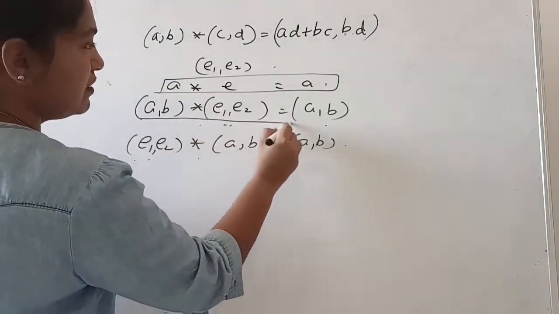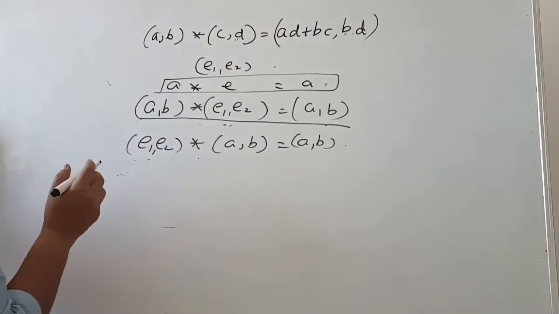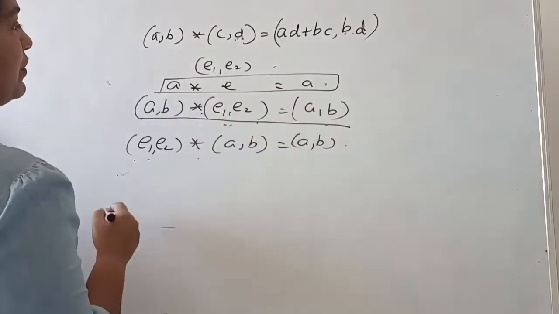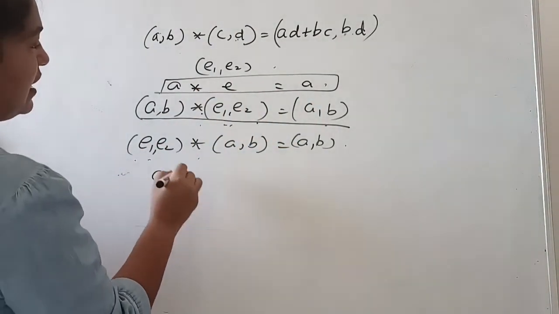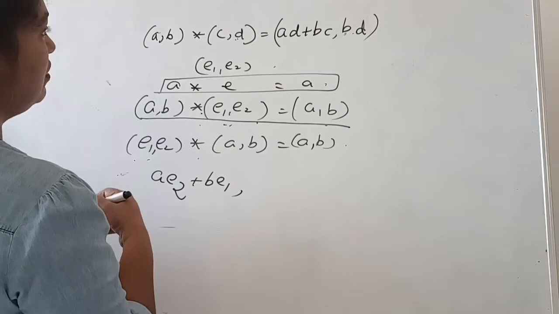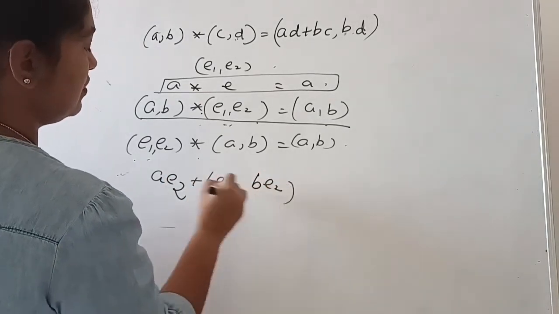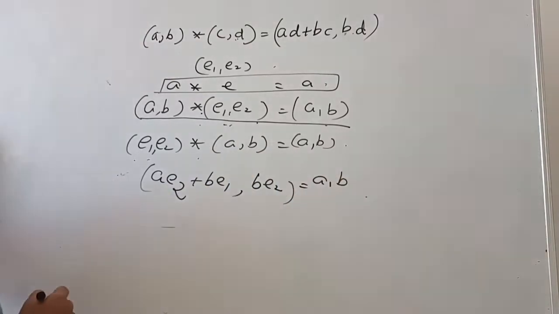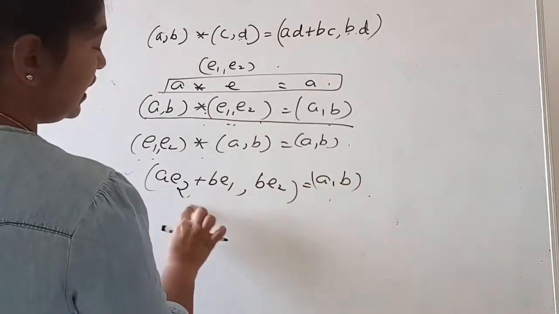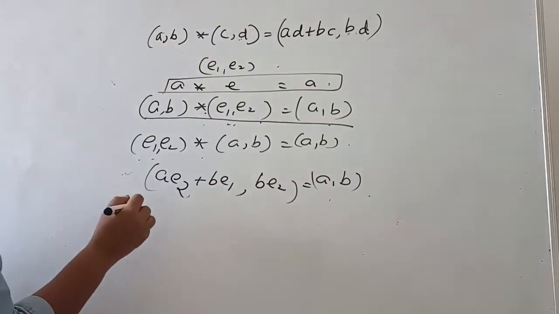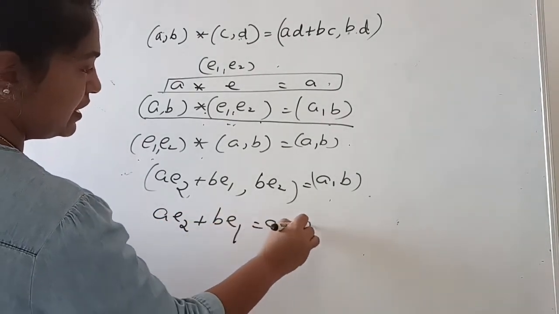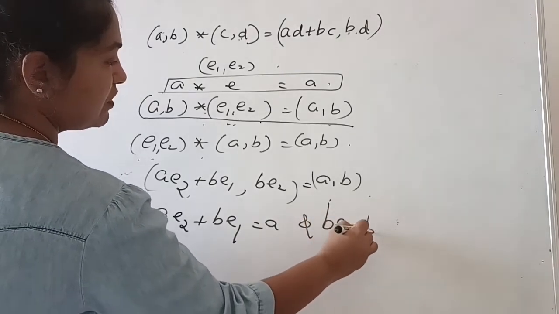So let me write what is this equal to according to this binary operation. According to this binary operation, (A, B) binary (E1, E2) is equal to AD plus BC, which should give me A E2 plus B E1, comma, BD. BD is B E2. That should be equal to A, comma, B. Okay. I am equating the elements over here. Okay. So what do I get? I get A E2 plus B E1 is equal to A and B E2 is equal to B.